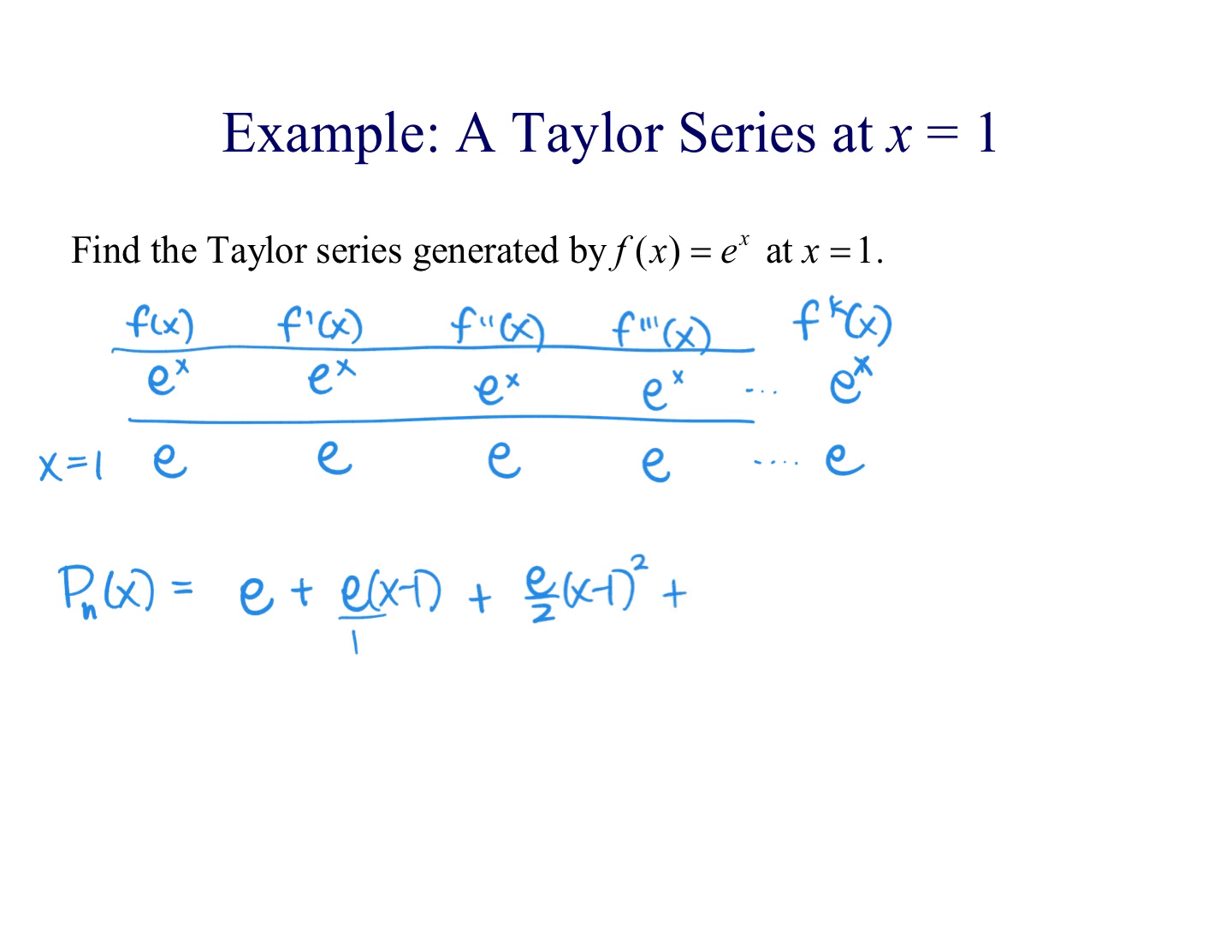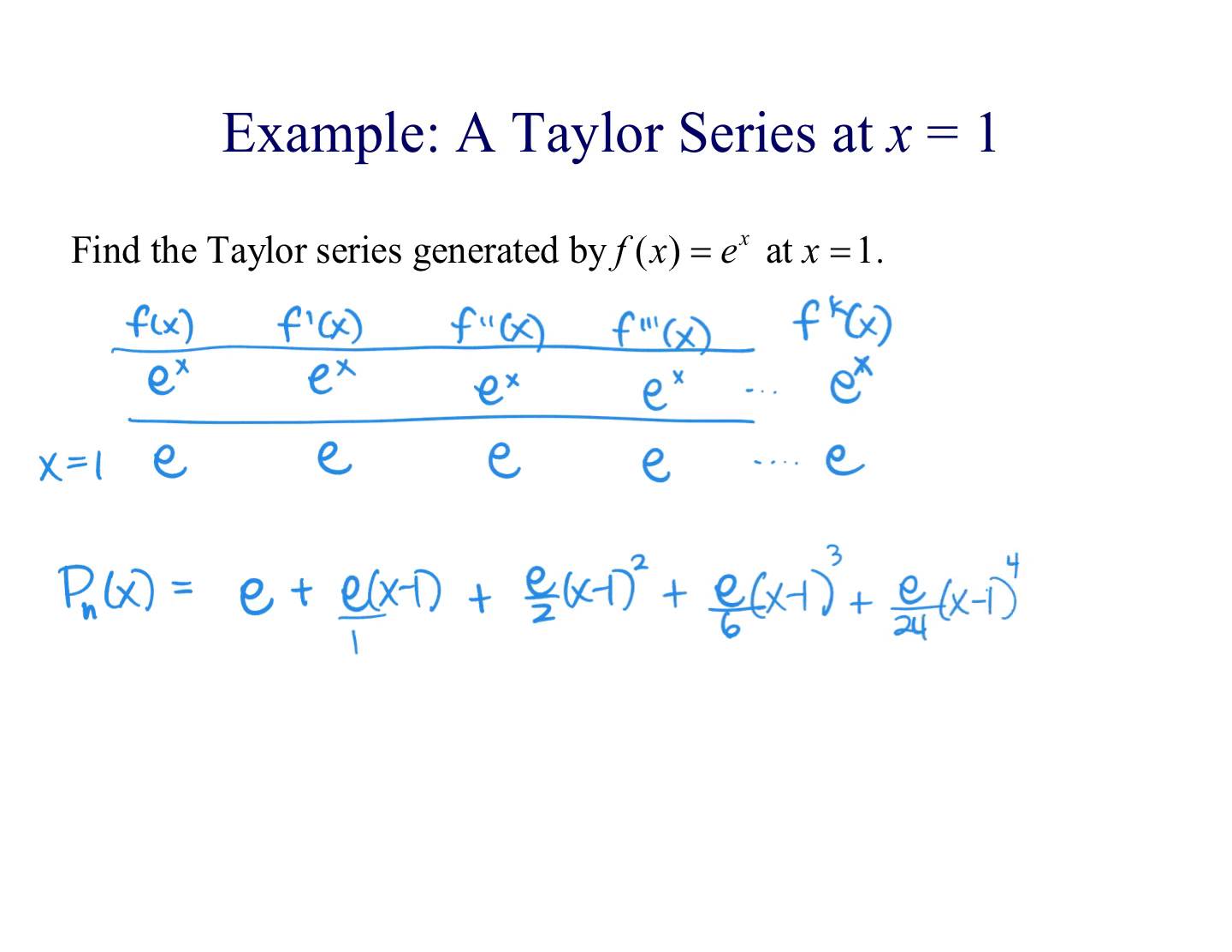Okay, Alex. E over 6 times x minus 1 to the 3rd. Good. All right. Is anybody ready to try a general term? We could try another one. We can do another actual one. Juliet, give me another one. E over 24 times x minus 1 to the 4th.